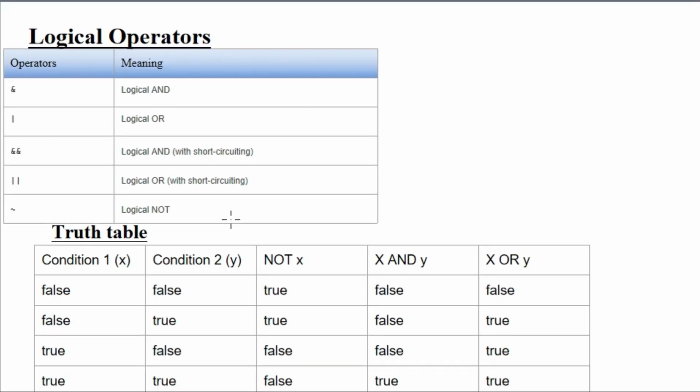So in this video we are going to work on logical operators: logical and, logical or, logical and with short circuiting, logical or with short circuiting, and logical not. So let's see how they work in a truth table.